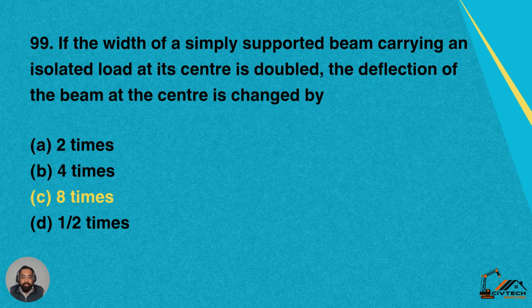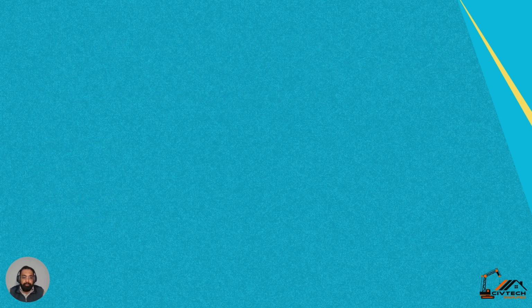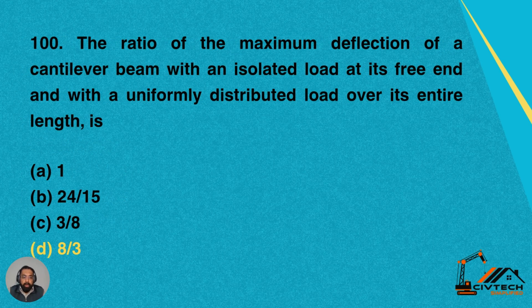Question 99. If the width of a simply supported beam carrying an isolated load at its center is doubled, the deflection of the beam at center is changed by. If the width of the beam, its simply supported beam carrying an isolated load at its center is doubled, the deflection of the beam at the center is changed by. Option A 2 times, option B 4 times, option C 8 times, and option D 1 by 2 times. So its deflection of the beam at the center is changed by 8 times. C is the correct option for this question.